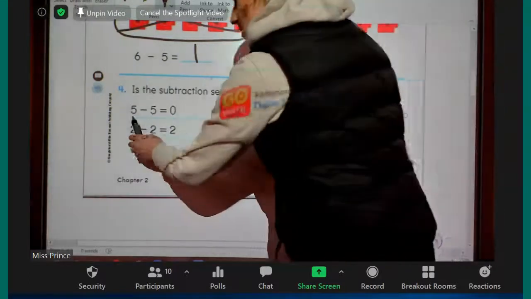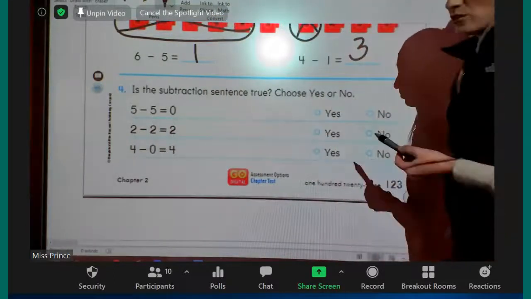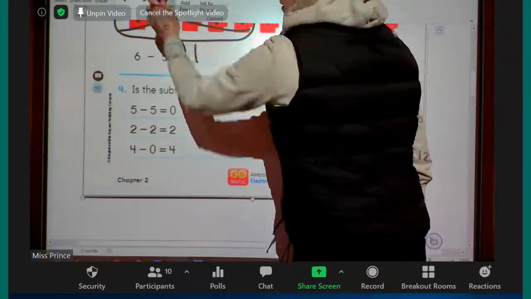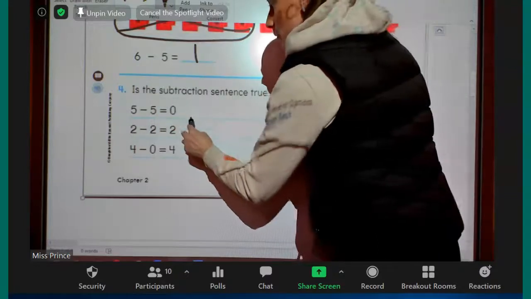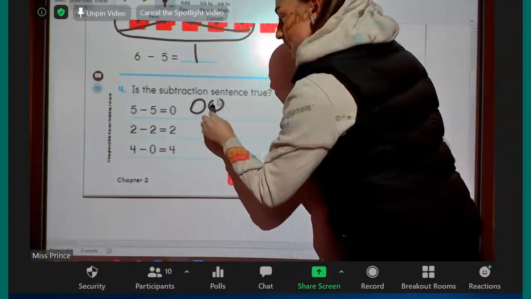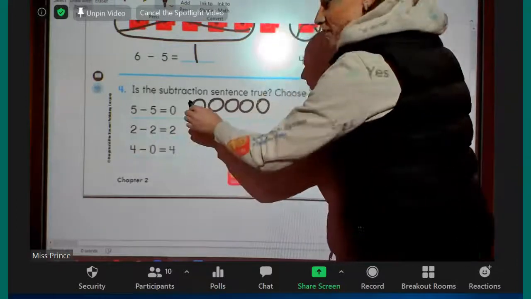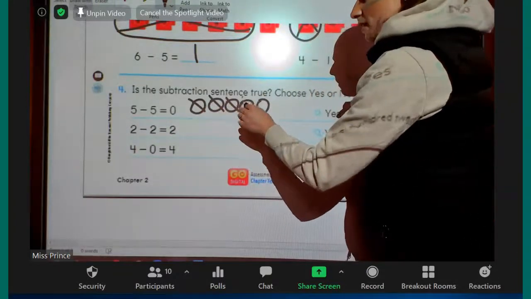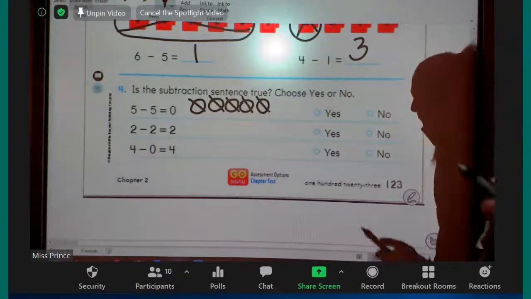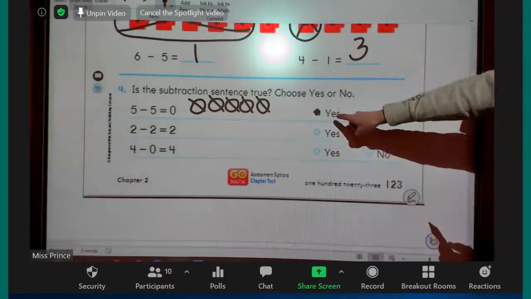All right, so this says 5 take away 5 equals 0. We want to know, is that true? We can find out by drawing the picture. 1, 2, 3, 4, 5. Take away 5. 1, 2, 3, 4, 5. Did we get 0? Yeah, so we would choose yes, this is true. So on your paper, boys and girls, make sure you mark the circle that says yes.